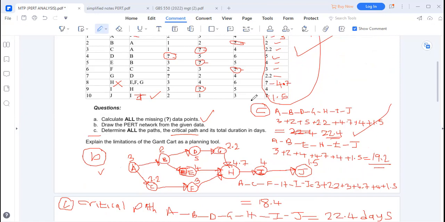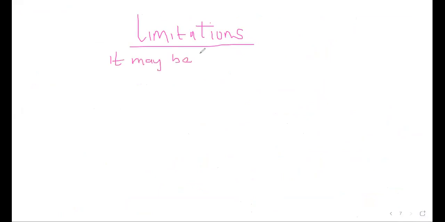But of course, this PERT diagram also has the limitations of PERT. So the limitations of PERT are a number. Of course, we'll mention the first limitation. There are limitations, of course, but we can also look at the advantages. So the limitations: it may be difficult to construct.